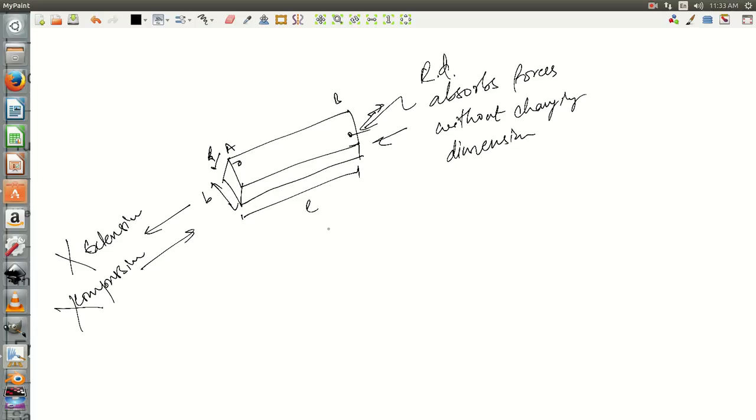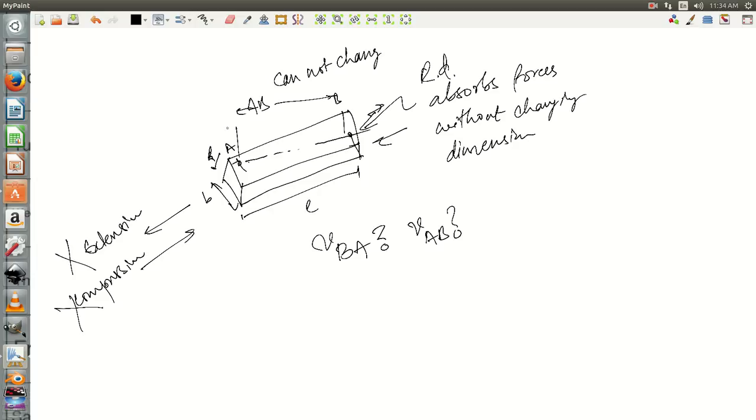what will be the relative velocity? What will be the relative velocity of point B with respect to A, or relative velocity of point A with respect to B? What will be the direction of these velocities? Since we have said that this body will not change its dimension, the distance AB has to be fixed. It cannot change on the application of any forces or movements.